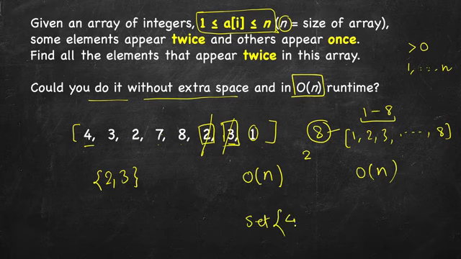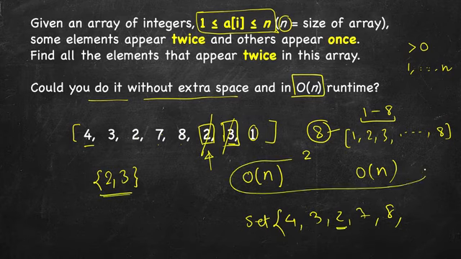For example, you put 4 here, 3, then 2, then 7, then 8, then when you are here, you see that 2 is already present. So you add 2 to the result. So this will work for any general array with O of n time and O of n space. But here we have to do it in O of 1 space.